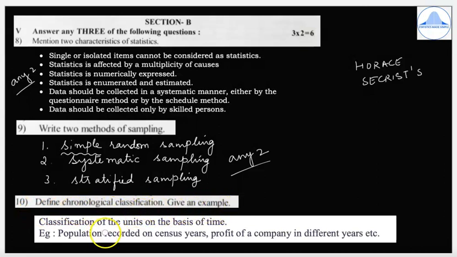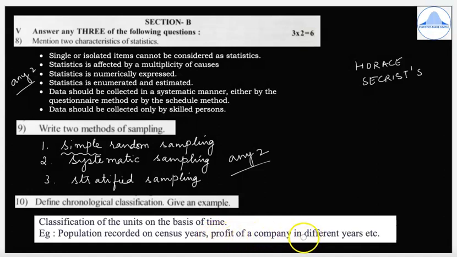So classification of the units on the basis of time is called as chronological classification. Some of the examples can be population recorded on census years. When I say census years, you have to mention it for different years. You know that a census is usually carried out in a span of 10 years. Then similarly, profit of a company in different years.